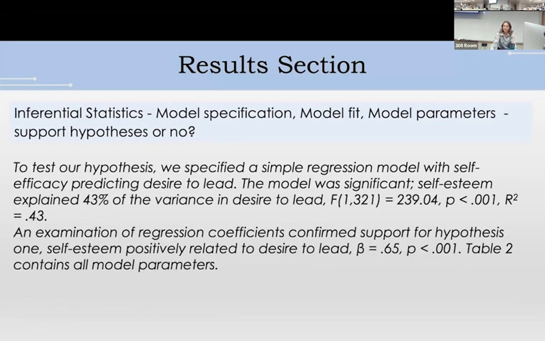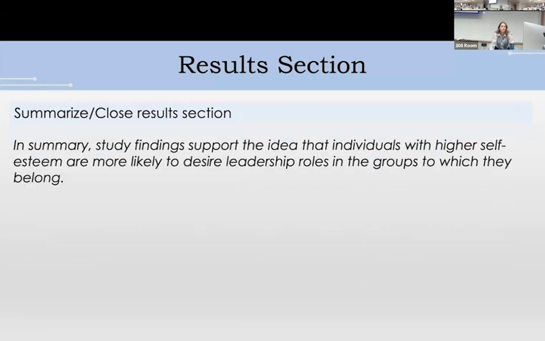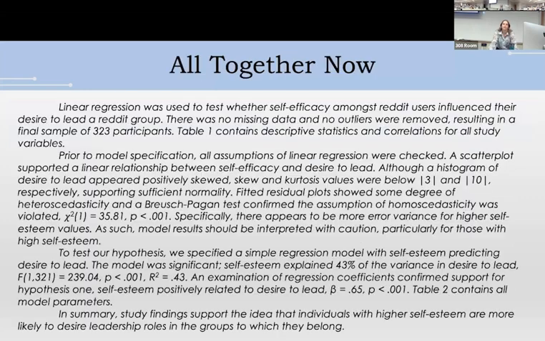Cool. All right, to test our hypothesis, we specified a simple regression model with self-efficacy predicting desire to lead. This model was significant. Self-esteem explained 43% of the variance in desire to lead. Model fit statistics. An examination of regression coefficients confirmed support for hypothesis 1, self-esteem positively related to desire to lead, beta and p-value. Table 2 contains all model parameters. In summary, study findings support the idea that individuals with higher self-esteem are more likely to desire leadership roles in groups to which they belong. All together. Cool?